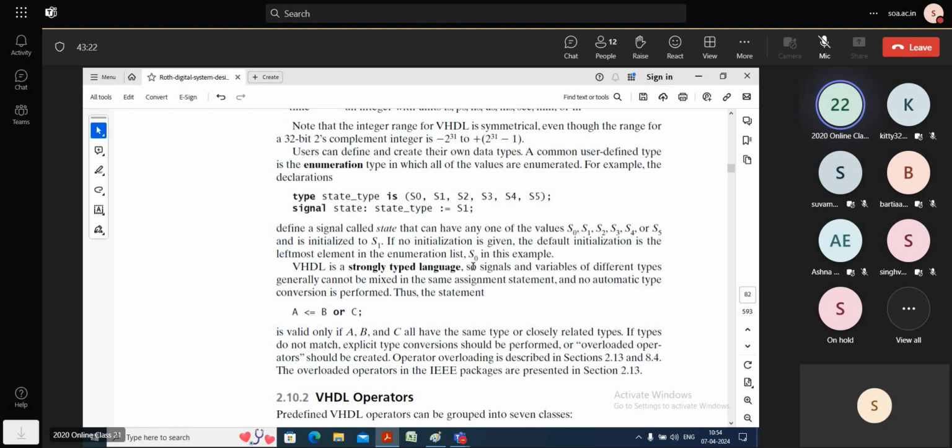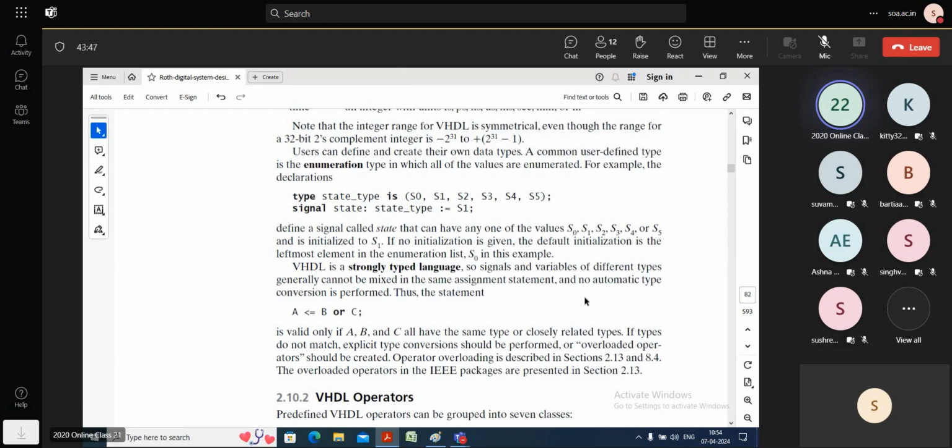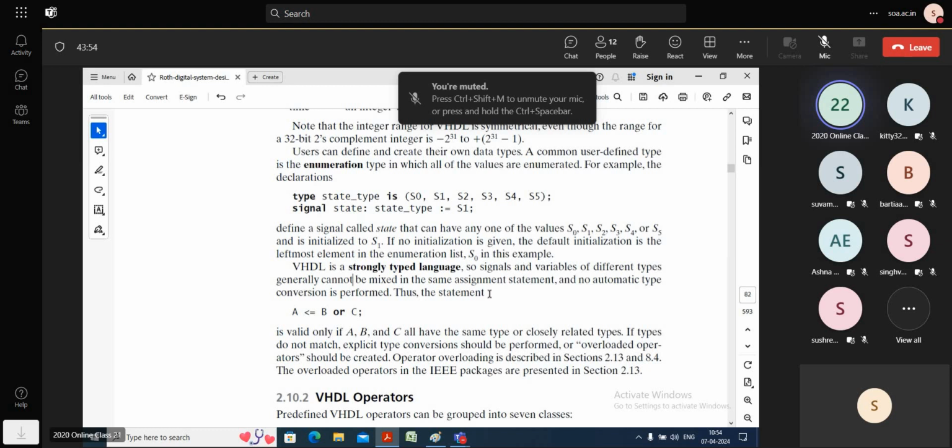So VHDL is a strongly typed language. What does that mean? It strictly checks the data type. So signals and variables of different types generally cannot be mixed in the same assignment statement, and no automatic type conversion is performed. Like in C or C++, we have seen that automatic type conversion can be performed. Here, automatic type conversion cannot be performed.